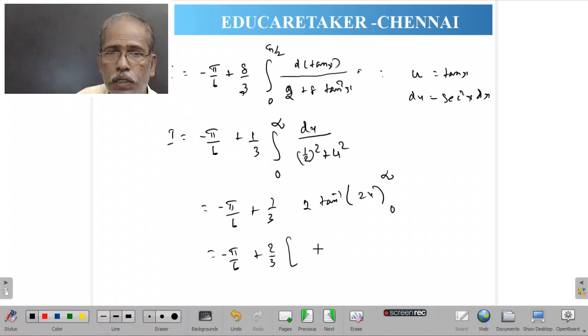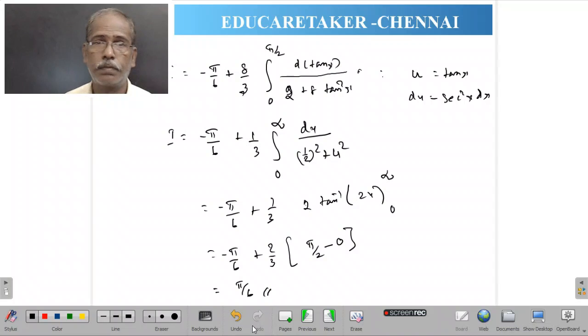Upper limit tan inverse of infinity is pi by 2. Lower limit tan inverse of 0 is 0. The 2 and 2 cancel, and minus pi by 6 and pi by 3 is overall pi by 6, which is the final answer. Pi by 6 is the final answer, go through it. This is one of the most important questions. We'll go to the next question, question number 28.